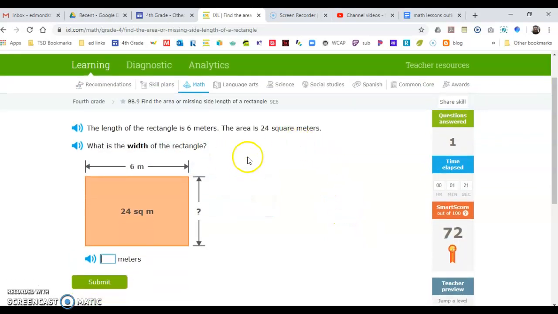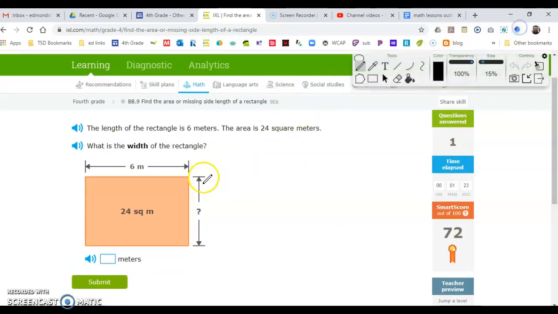Okay, now here's a case where they give you the area, but they have a missing side. So what you need to reason here is, okay, I know my shape is 6 wide. I know it's 6 long. So we know that's the length. This is the width. So I'm going to write a small equation. 6 times the width equals the square meters.